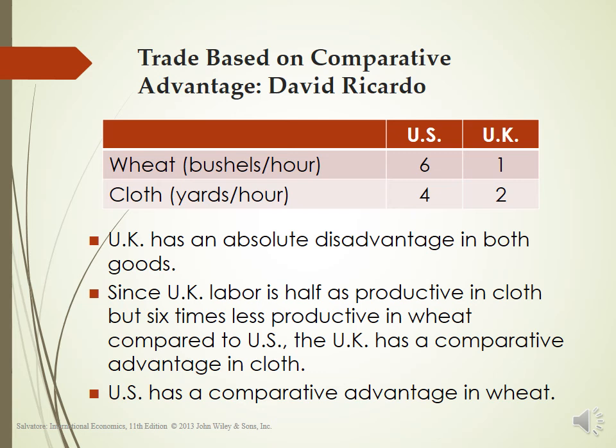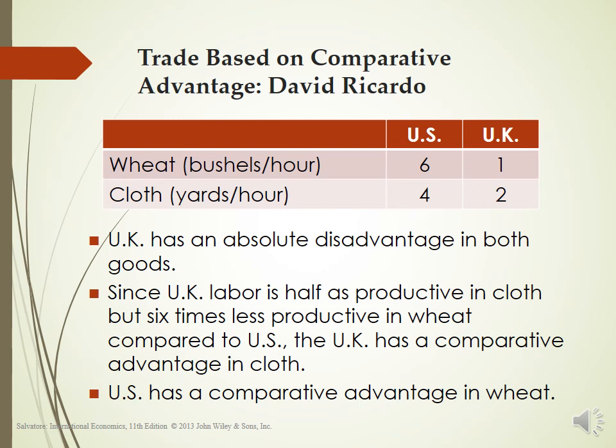Let's take a numerical example. Two countries, US and UK, producing two goods, wheat and cloth. US produces 6 bushels of wheat and 4 yards of cloth, and UK produces 1 bushel of wheat and 2 yards of cloth.